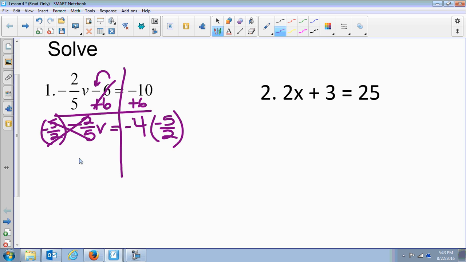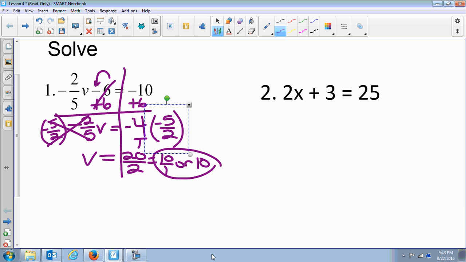This cancels. I'm left with v. I can put this over 1. Negative 4 times negative 5 leaves me with 20. 1 times 2 gives me 2. I simplify that, and I get 10 over 1, or just 10.